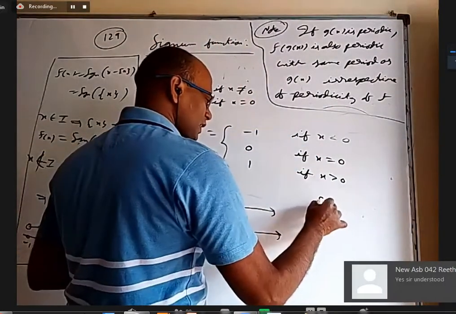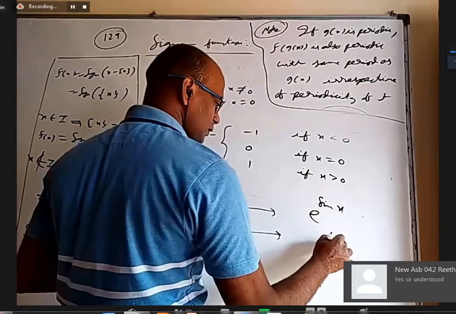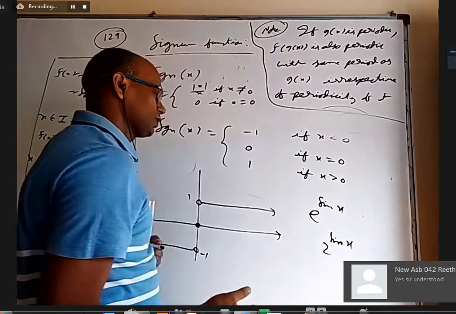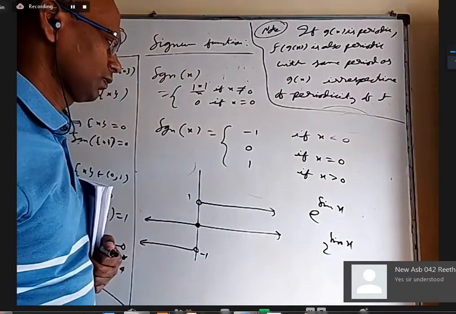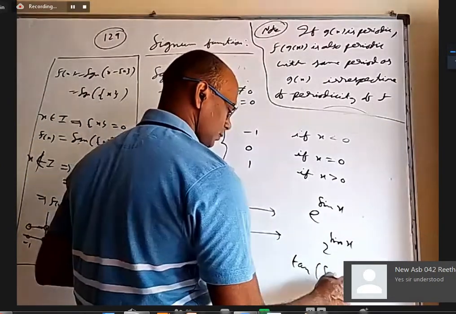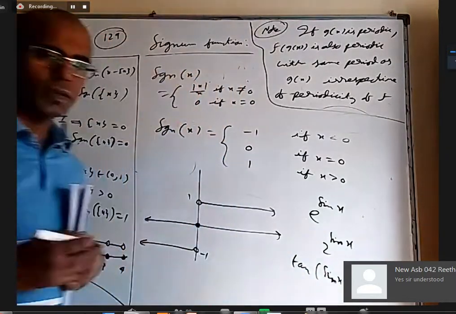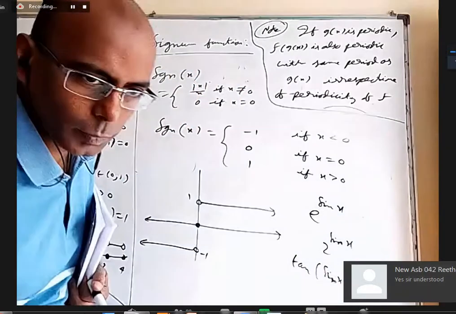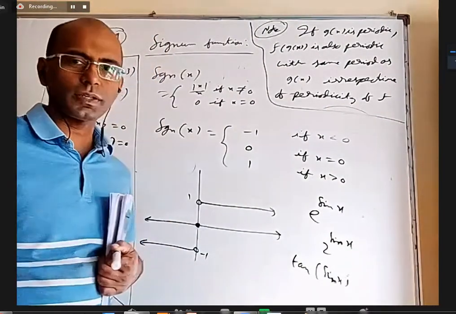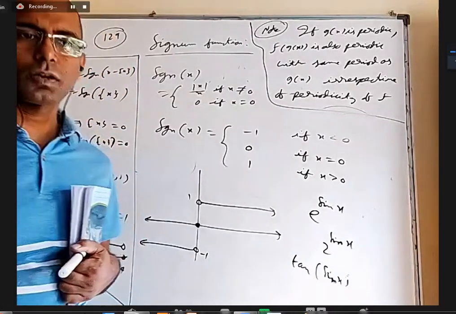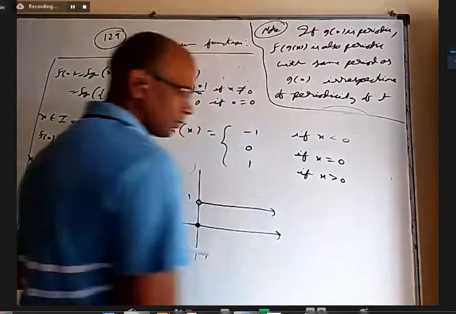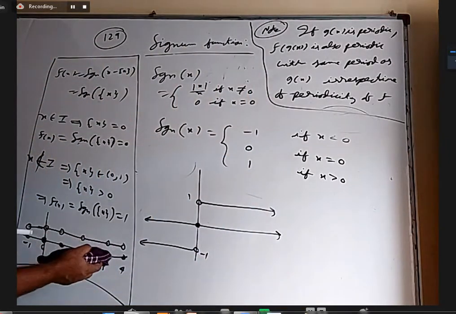Whether I take e power sin x, 2 power sin x, or some other function I want to put, let us say tan of sin x. What is the period of all of them? 2 pi. Because sin x has period 2 pi, when you put sin x in e power x or 2 power x or tan x or log x or log mod x, it will be 2 pi. Of course, mod can change the answer, but overall. All right.